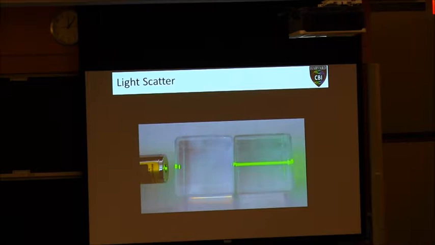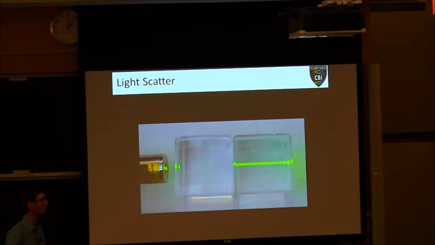And this is the big problem. These are two little plastic cubes side by side. They're both filled with water. This is the exact same laser pointer shooting through them. And you can see that when the laser goes through the first one, the light is just passing directly through that cube. There's nothing scattering or reflecting out of that water and coming back towards the camera, which is obviously right here.